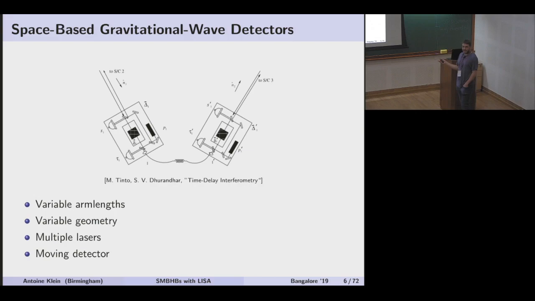In space, we do things differently. What we do is we make up a constellation of three spacecraft. For LISA, those three spacecraft orbit around the Sun, and in each spacecraft you have two optical benches with two test masses, and you have several lasers in each spacecraft that emit light that bounces off the test mass and then is sent to the other spacecraft. One half of the spacecraft talks to one of the others, and the other half talks to the third spacecraft in the constellation.